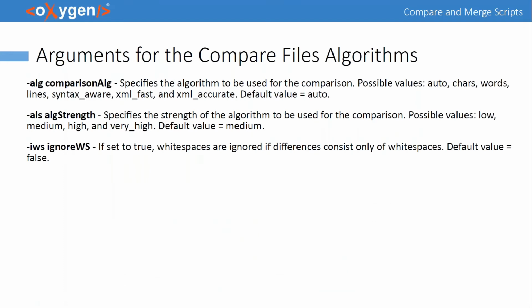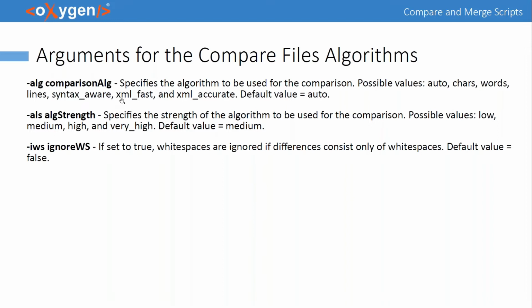Then other arguments that can be set on the comparison files script are the algorithm. So we provide different algorithms. We provide character, words, syntax aware, XML fast, or XML accurate. By default, we determine the algorithm based on the type of the documents that are compared. And if you are using XML, automatically we use XML accurate or XML fast, depending on the size of the documents. XML accurate will be used on small documents, and it's more accurate. The differences are more accurate. XML fast works better on bigger documents.